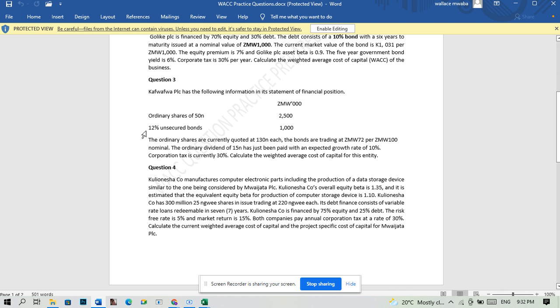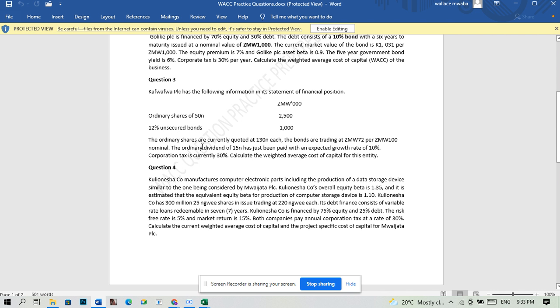Then we've got 12% unsecured bonds, right? This 12% represents the interest rate, okay? And then this 1,000 represents the value of the debt, okay? The value of the debt. So unsecured bonds, this is debt without collateral. All right, so now we read through.